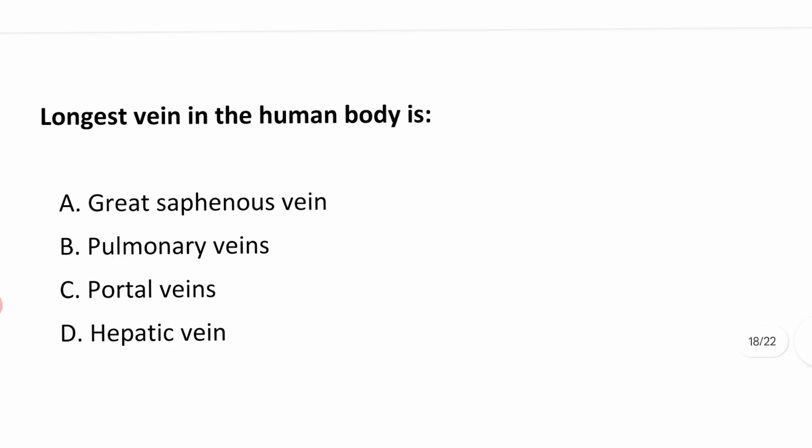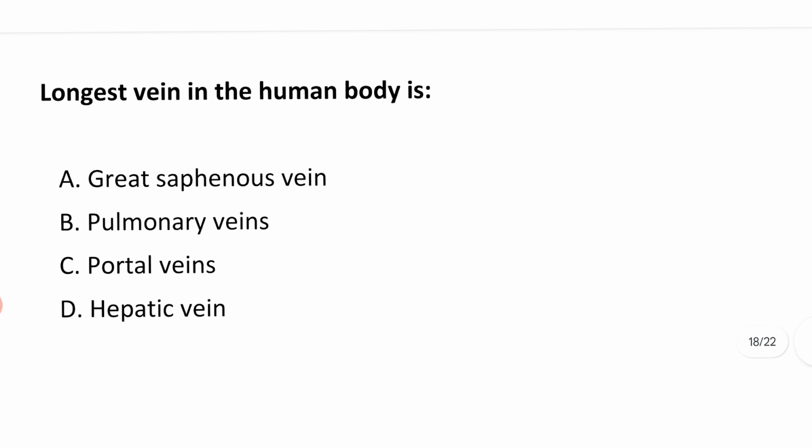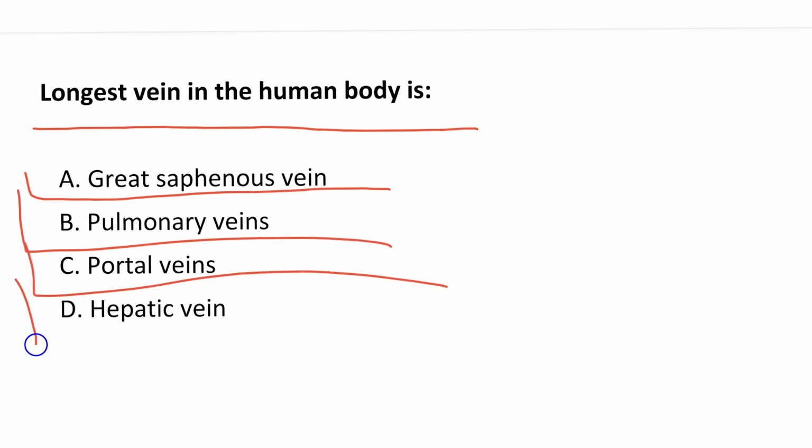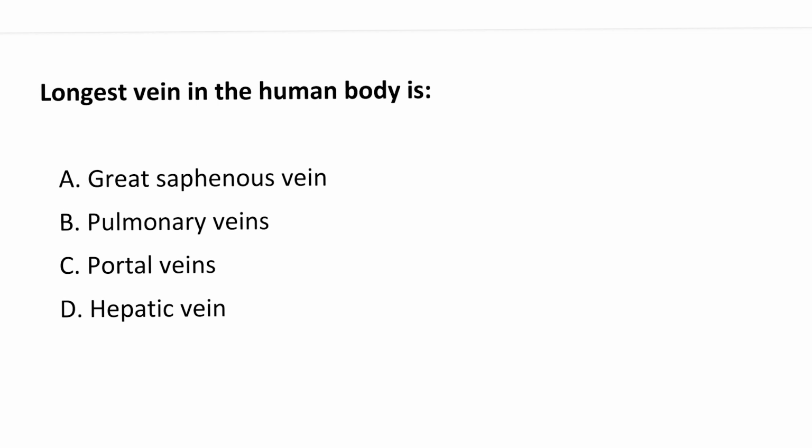Next question. Longest vein in the human body is option A, great saphenous vein. Option B, pulmonary vein. Option C, portal vein. Option D, hepatic vein. And the correct answer is option A, great saphenous vein is the longest vein in the human body.